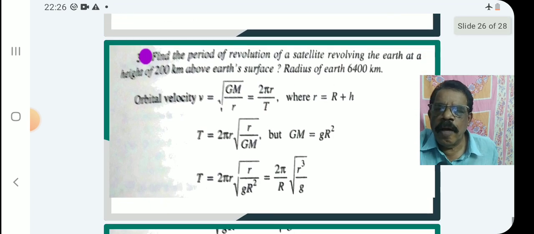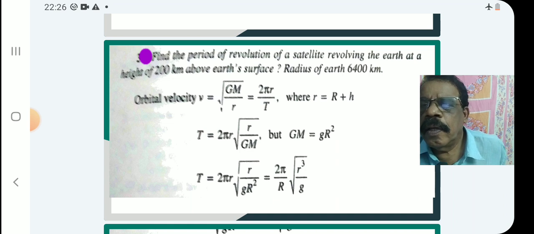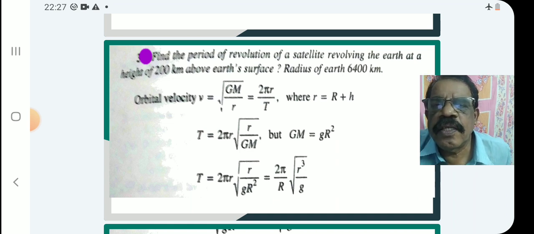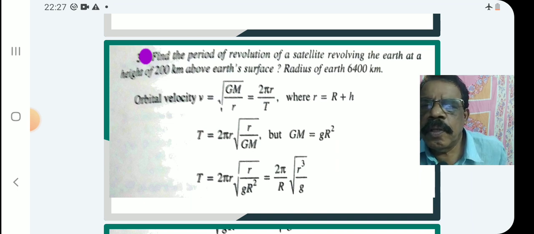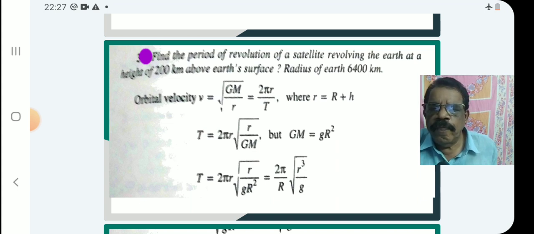One more problem. Find the period of revolution of a satellite revolving the Earth at a height of 200 meter. Radius of Earth is given. So we know T is 2 pi in the root of r cubed by GM.